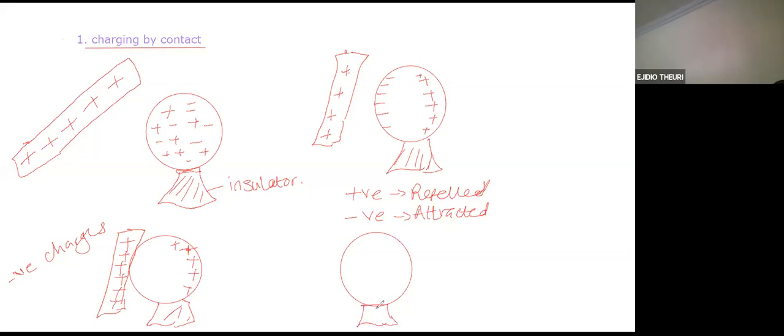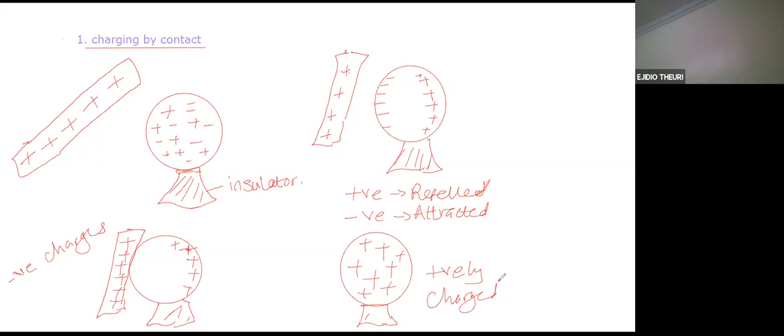So when you remove the rod, the positive charges will redistribute across. They still repel each other, so they will be redistributed and the body will be positively charged. So the body will finally be left positively charged.